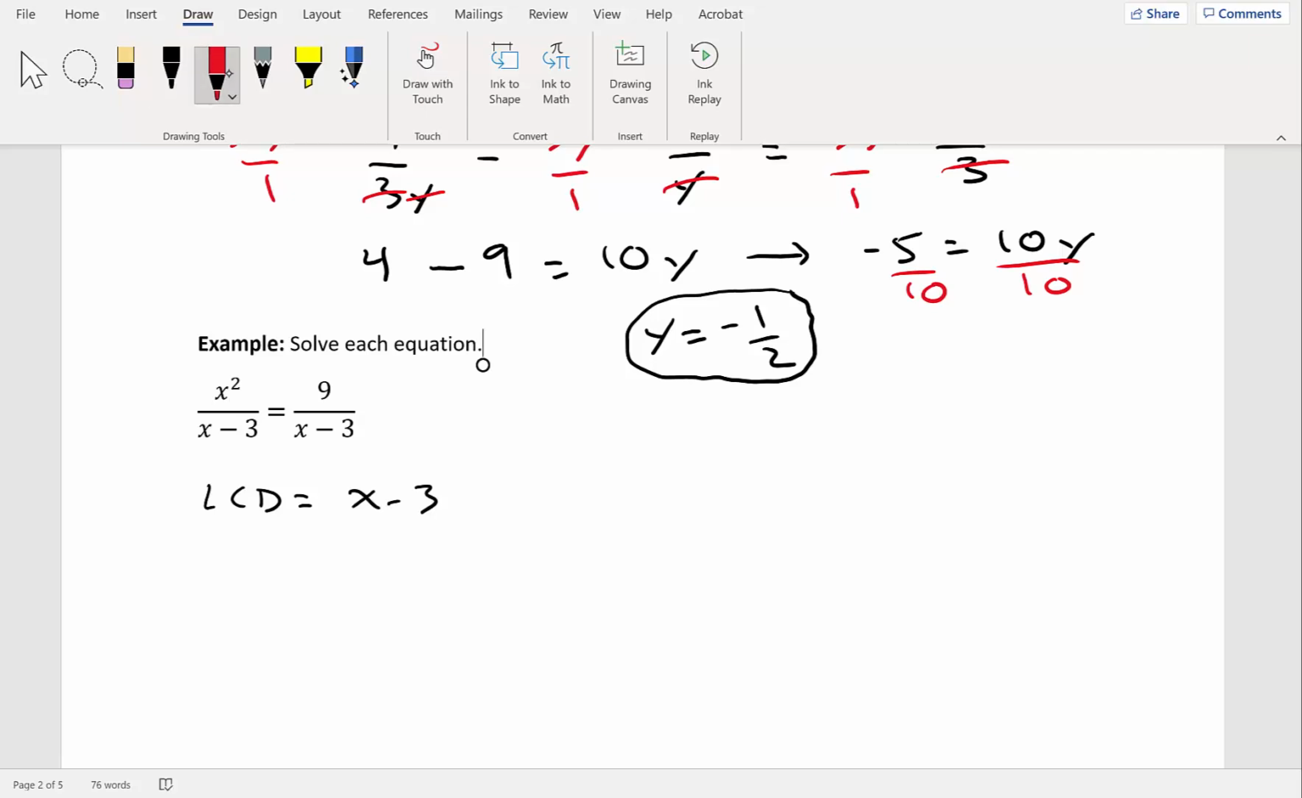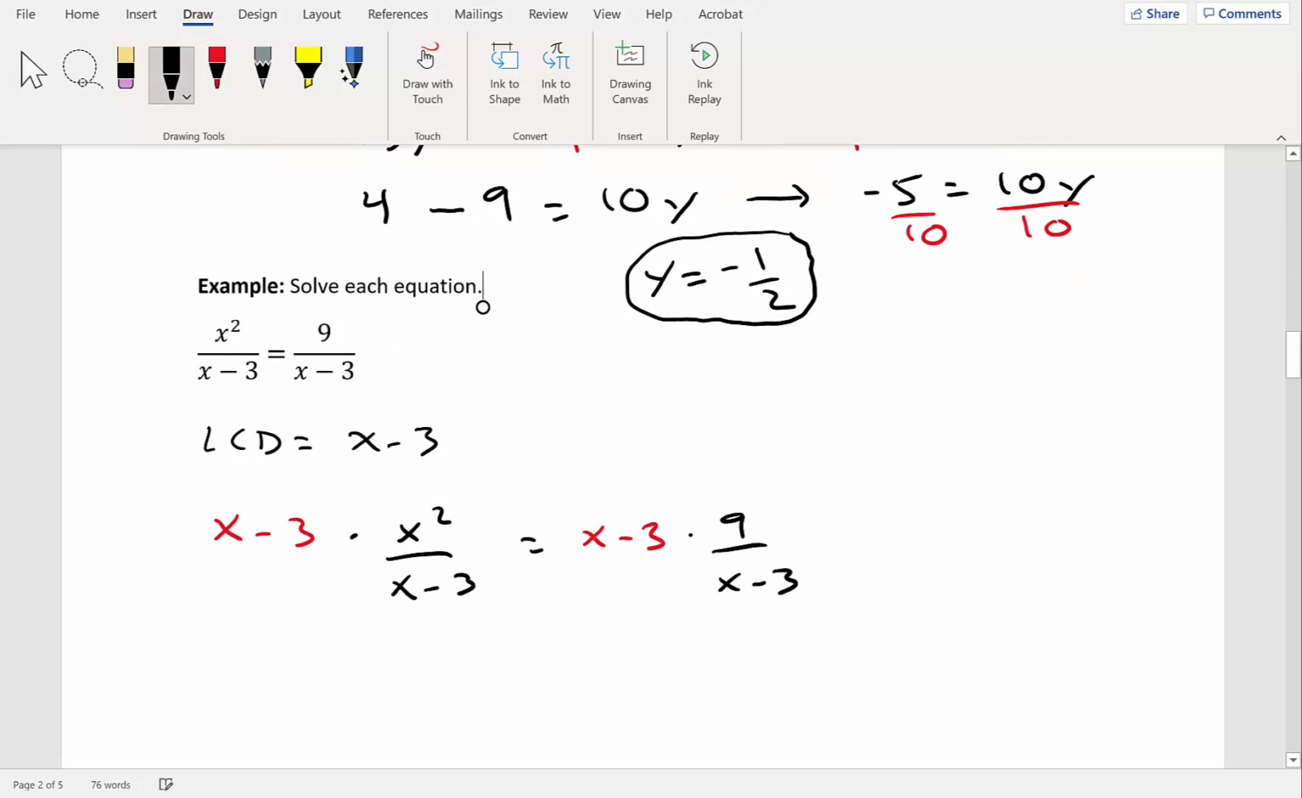So now let's go ahead and multiply each side of the equation by x minus 3. So I have x minus 3 times x squared over x minus 3 equal to, now the right hand side, x minus 3 times 9 over x minus 3. Let's go ahead and change these into fractions. And now once again we can cross cancel. Now whenever you multiply by the LCD, you'll be able to cross cancel with every fraction. So now all I'm left with here is x squared is equal to 9.